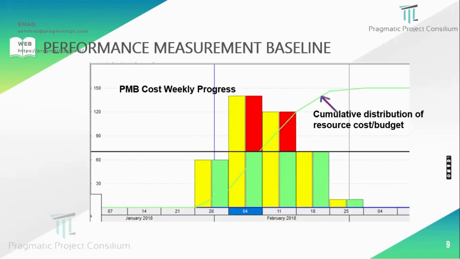So after we have done the resource distribution and the cost distribution, we are getting the PMB cost weekly progress status. The weekly bar chart shows here, where a smooth S curve is also seen. This is a cumulative distribution of resource and cost budget.